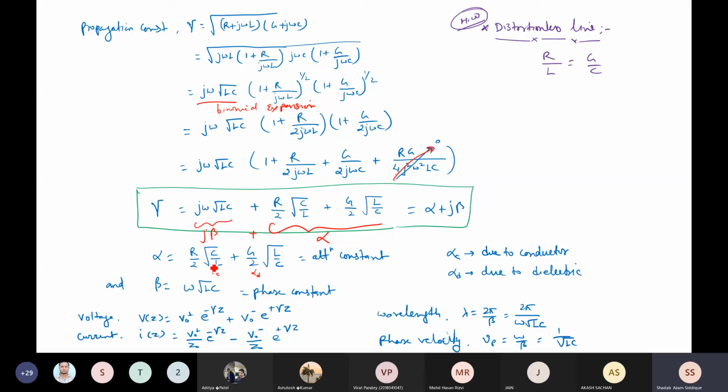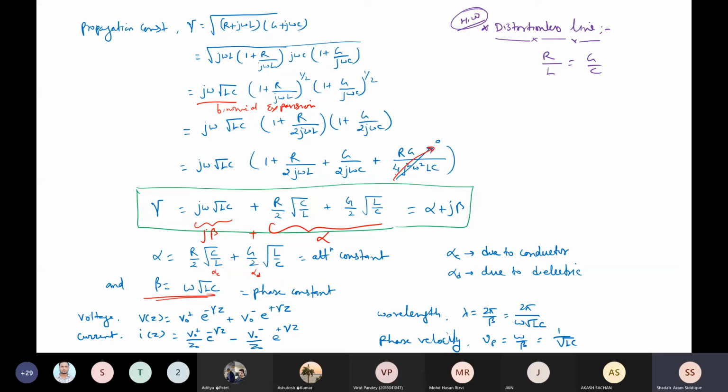Beta is the same, omega root under LC, and alpha you are getting as r by 2 root under C by L plus g by 2 root under L by C. That is called the attenuation constant. This is called alpha C, and this is called alpha D. This alpha is due to the conductor, and this alpha is due to the dielectric, the dielectric which is present in the transmission line. So this is the attenuation constant.